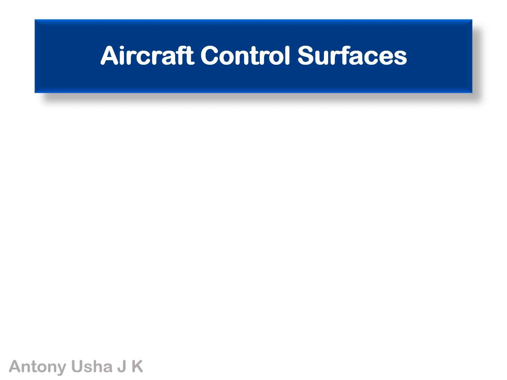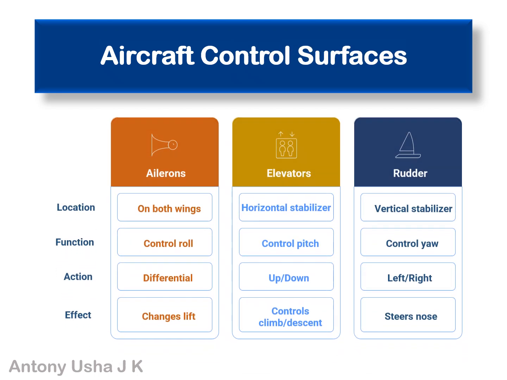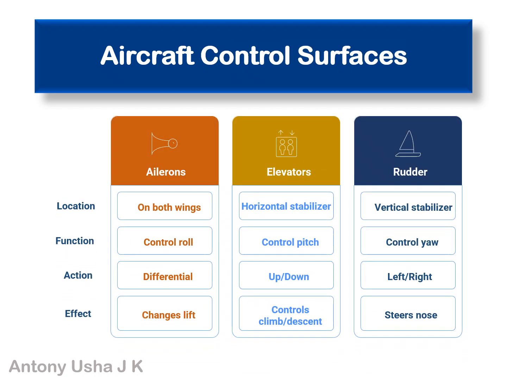Aircraft control surface comparison based on location, function, action and its effects. So we are going to compare the primary control surfaces, which are aileron, rudder and elevator. In flight, an aircraft is controlled using three primary control surfaces, as we already know.